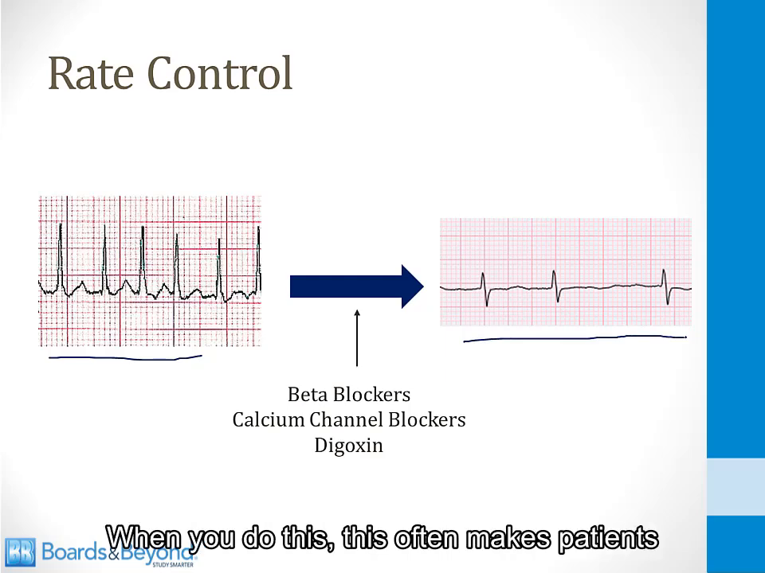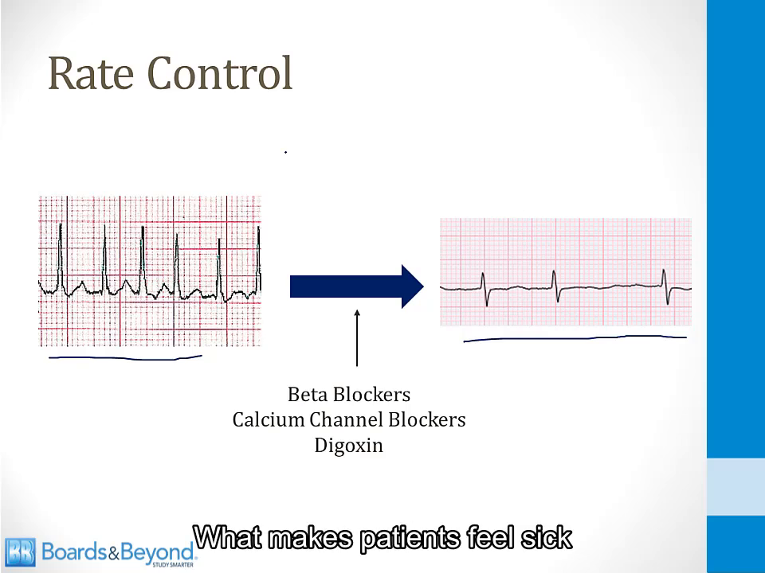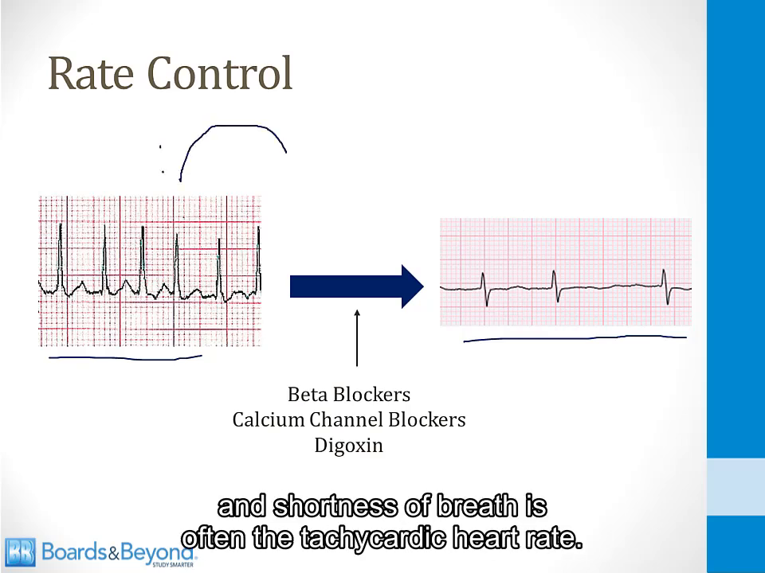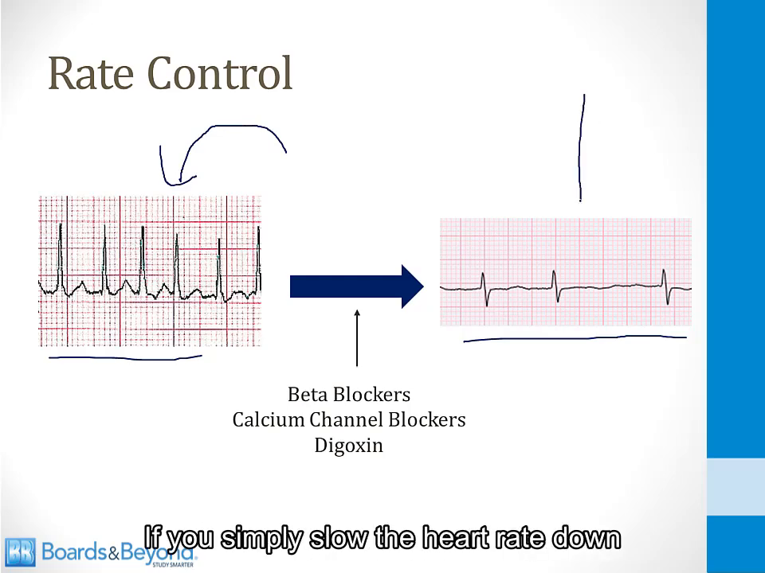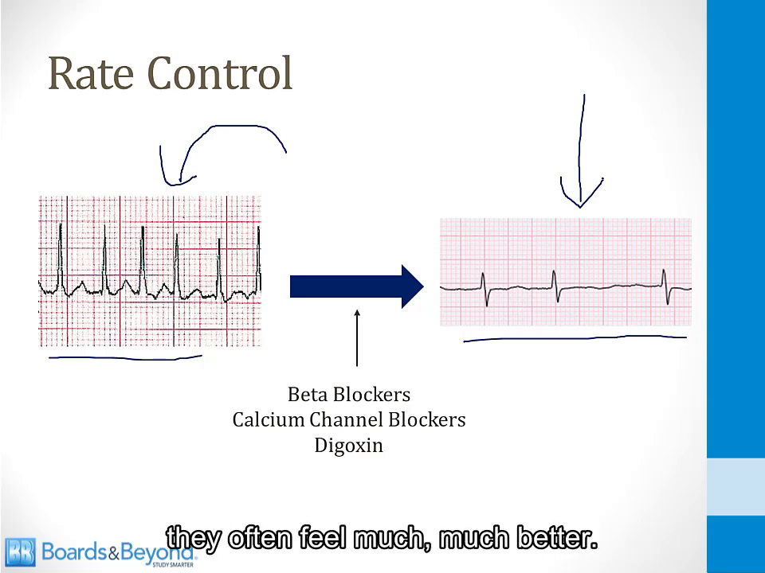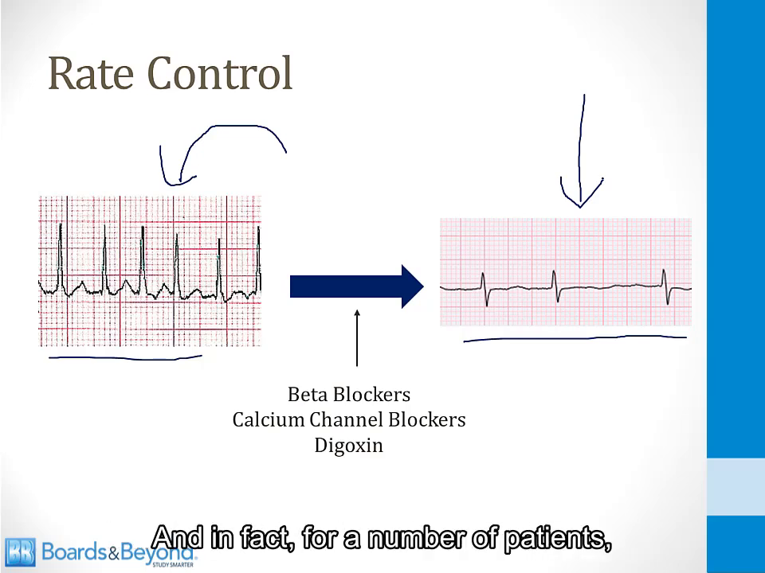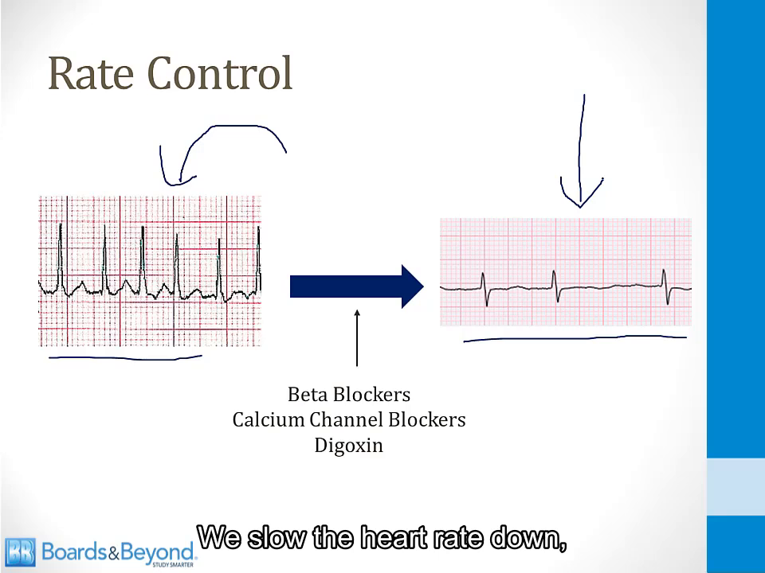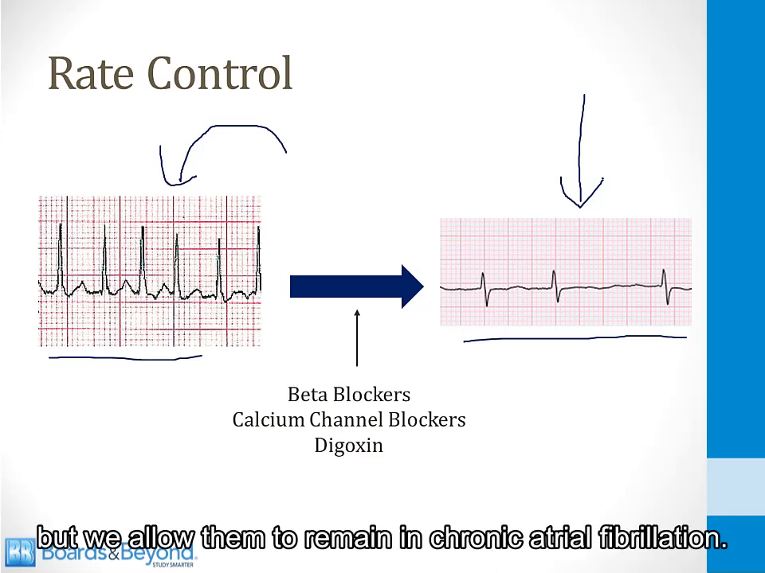When you do this, this often makes patients feel much better. What makes patients feel sick and have palpitations and dyspnea and shortness of breath is often the tachycardic heart rate. If you simply slow the heart rate down but let the patient remain in atrial fibrillation, they often feel much better. And in fact, for a number of patients, particularly elderly patients, this is all we do. We slow the heart rate down, but we allow them to remain in chronic atrial fibrillation.